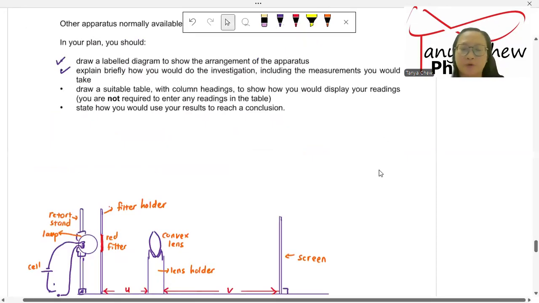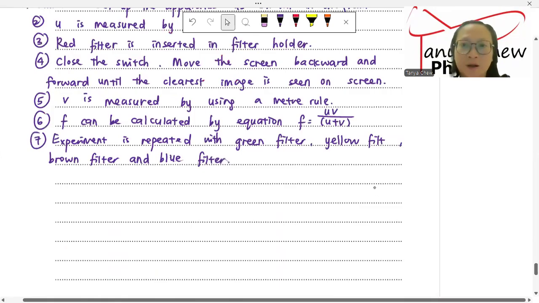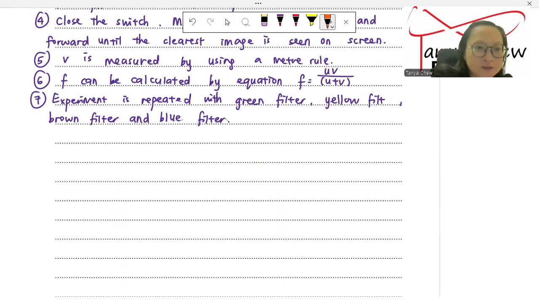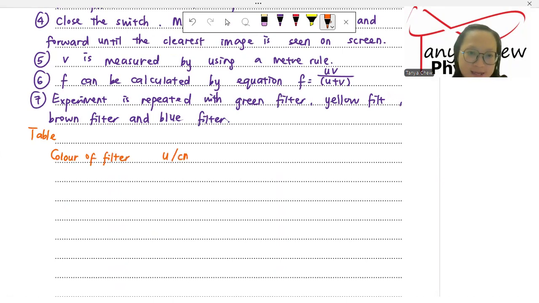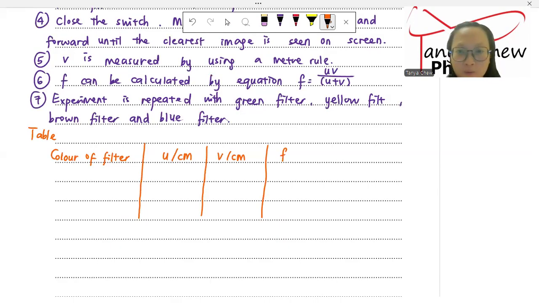Draw a suitable table with column headings to show how you would display your readings. You're not required to enter any readings in the table. Okay, I understand that. So this is my table. And I will put the color of the filter. And then I will put my U, which is in cm. And then I will put my V, which is in cm. And of course, F, which is calculated. The unit of F is also in cm.